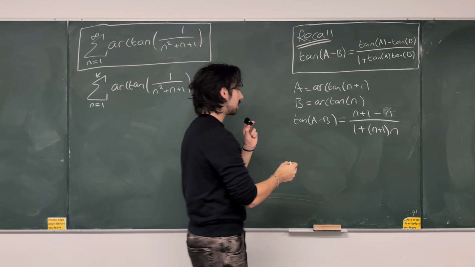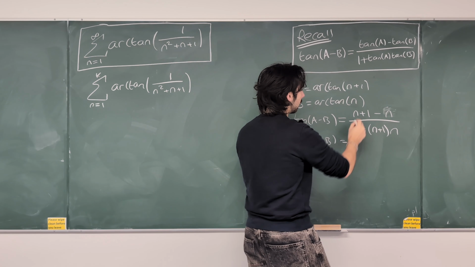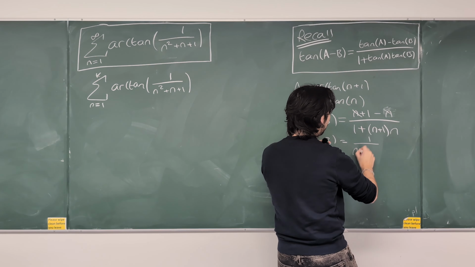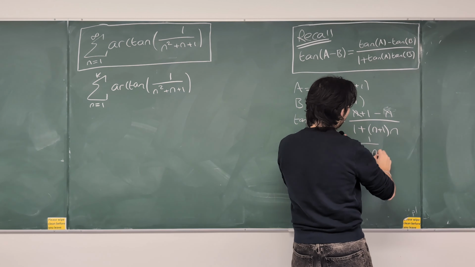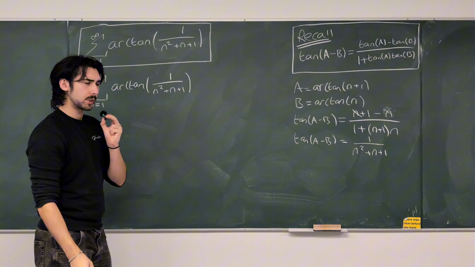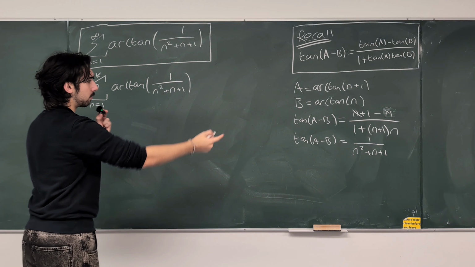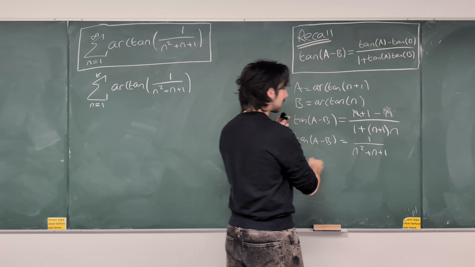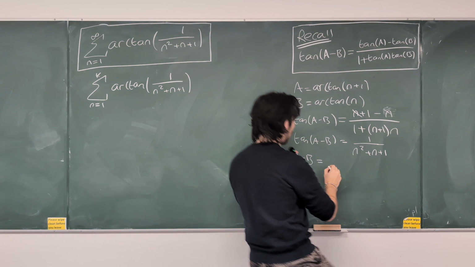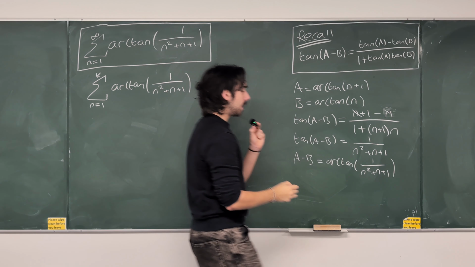So just humour me for a second, see where this is going. So I've got tan of a minus b ends up being, obviously the n's cancel out, 1 over, and if I expand this out, I will have n squared plus n plus 1. And doesn't that look interesting? Because that is actually over here, 1 over n squared plus n plus 1. So all I have to do to get arctan of 1 over n squared plus n plus 1 is just take inverse tan, or arctan, on both sides of this. So this implies that a minus b is actually arctan of 1 over n squared plus n plus 1. And that's exactly what I've got.